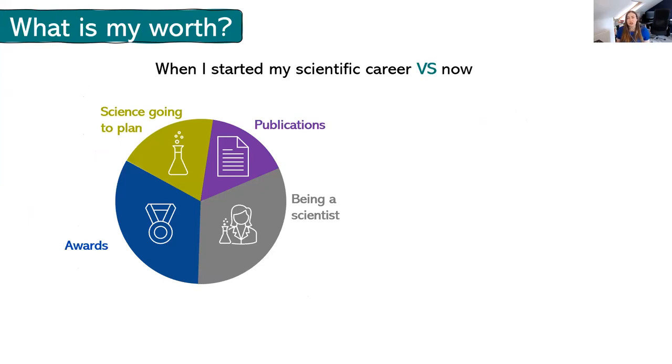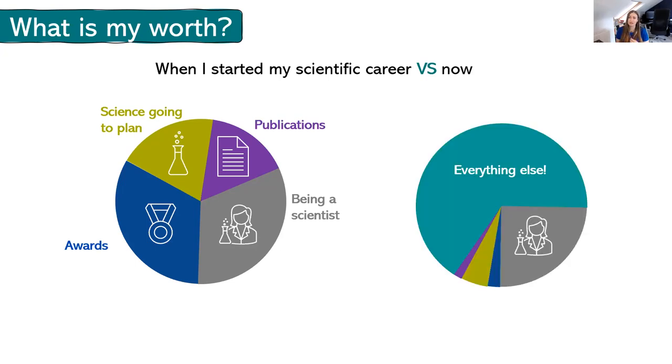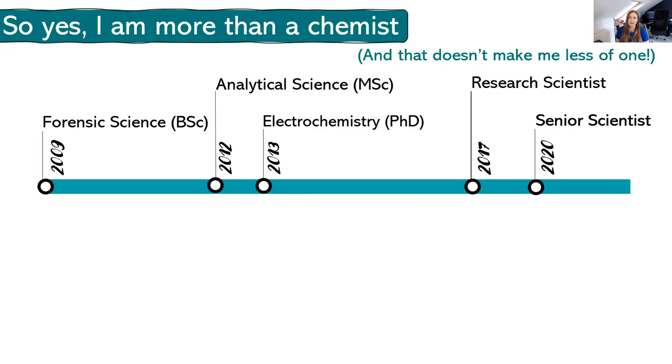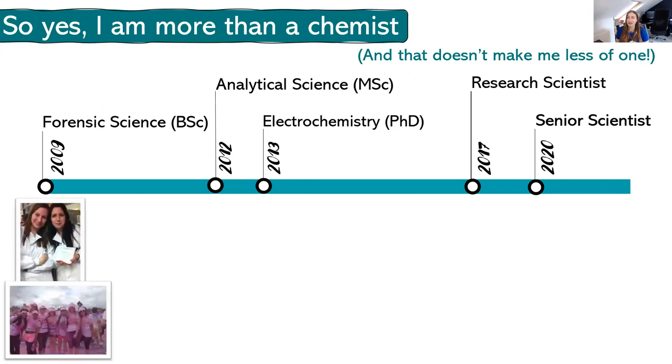And then finally, to conclude about how I feel about myself and my worth over my career. When I started my scientific career, I based my own self-worth on four things: science going to plan, which, by the way, it rarely does; getting publications; getting awards and being recognised for the work that I do; and also being a scientist. What I realised as I progressed through my career is just how little some of these things matter. There's everything else that makes me. That includes my mental illness. It includes all the other things that I enjoy doing. Being a scientist is a huge portion of me, and being a chemist is a huge portion of my identity, but it's not all of my identity. And so, yes, I am more than a chemist, and I've had a heck of a lot of fun along the way so far.